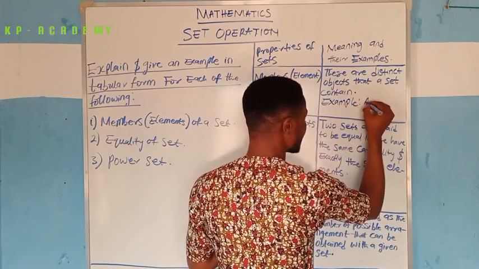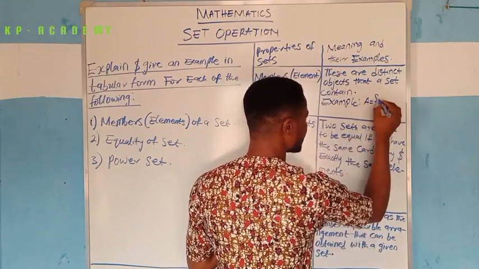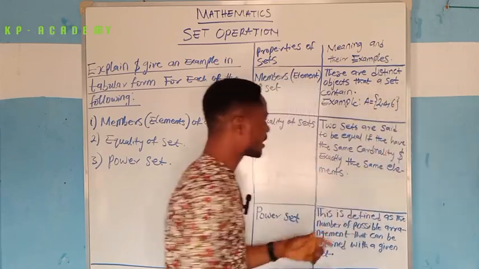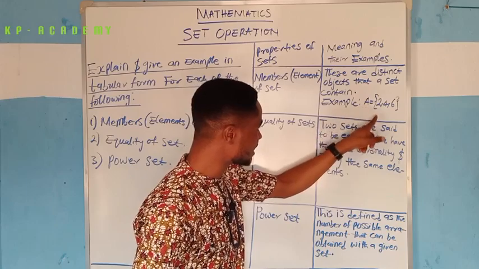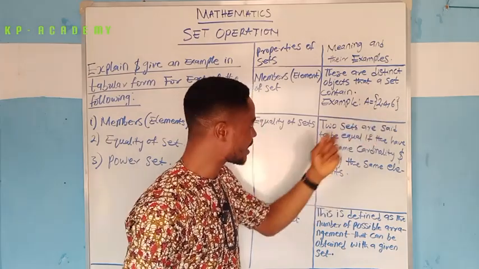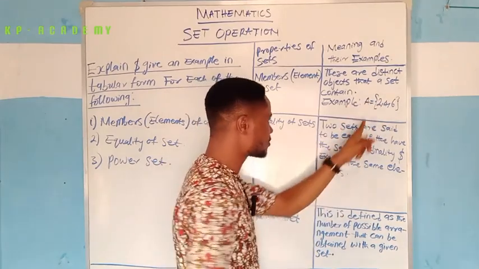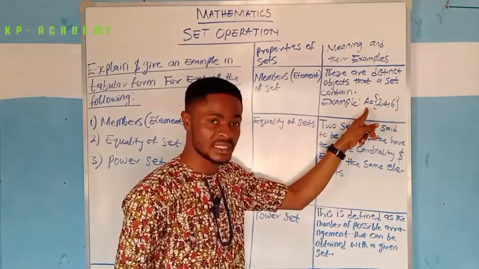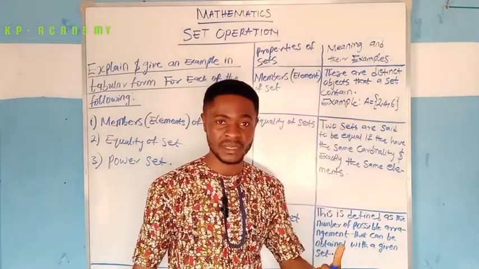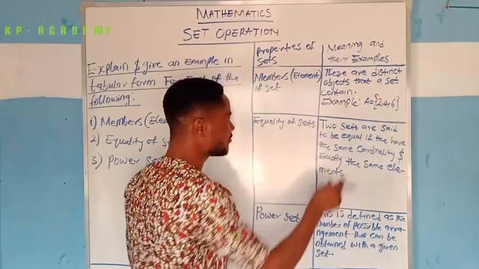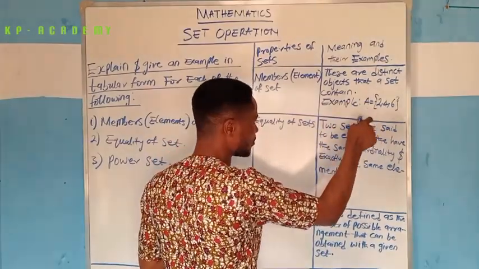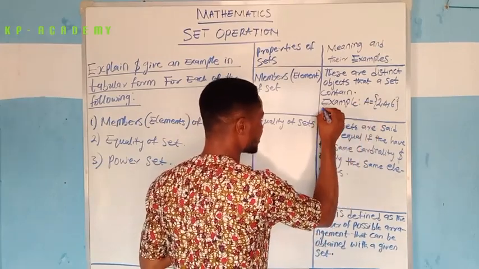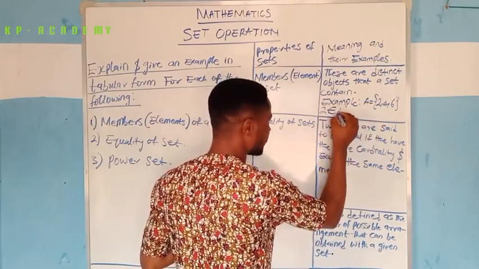if I have set A and this set A is made up of elements like 2, 4, 6. Now, if set A has elements 2, 4, and 6, I can say that 2 is an element of set A, 4 is an element of set A, as well as 6 an element of set A. If I don't want to use the word element, I can as well use the word members. Therefore, if I want to represent mathematically that 2 is an element of A, it will be 2 ∈ A.